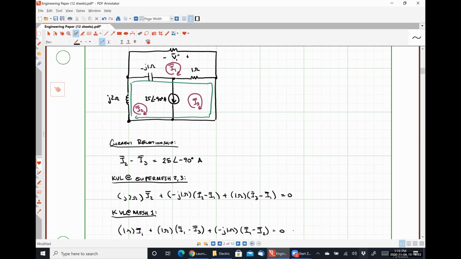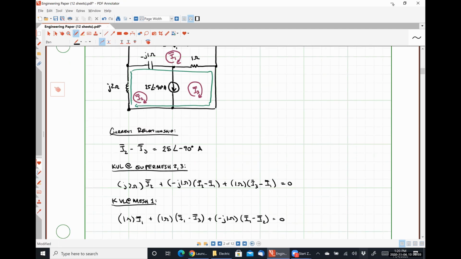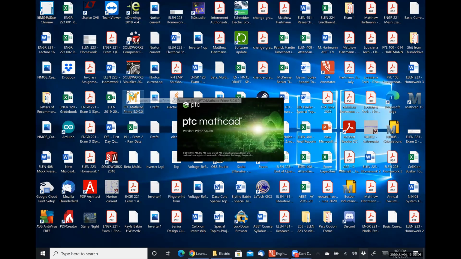Like I said, you guys pretty much know how to do a nodal and mesh analysis pretty well because that's what you've been relying on to do everything to this point. So I have these three equations, these three unknowns. Let me open up MathCAD and get my keyboard.